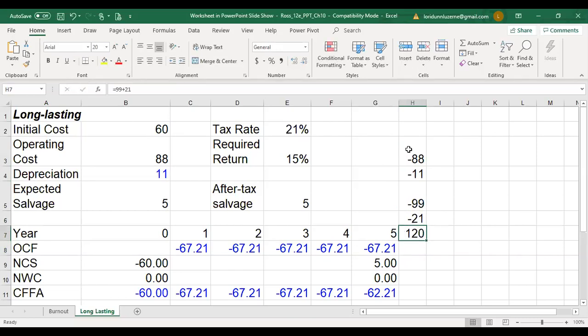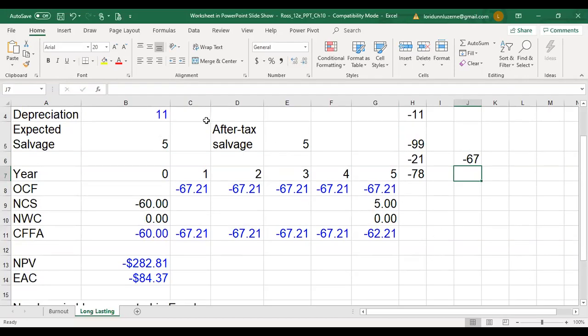So that's wrong. There we go. Our net income is 78. Add back depreciation. So our operating cash flow is $67 each year for 5 years. We'll get $5 back after tax salvage value right here at the end of year 5.